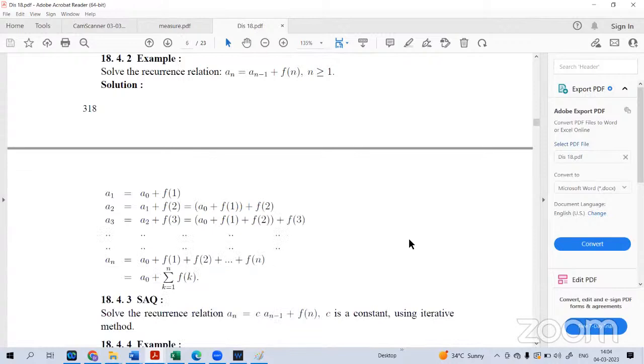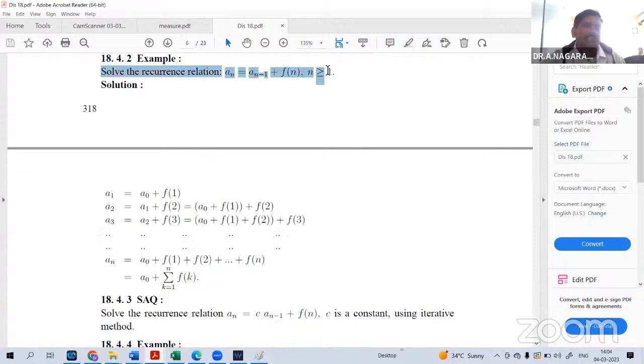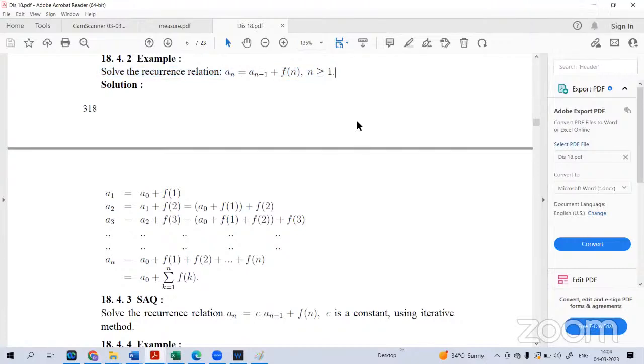Clearly. Next, we can go for how to solve the recurrence relation. This is the most important. Many times it is asked in the examination. Here a_n = a_{n-1} + f(n). What should I do here?